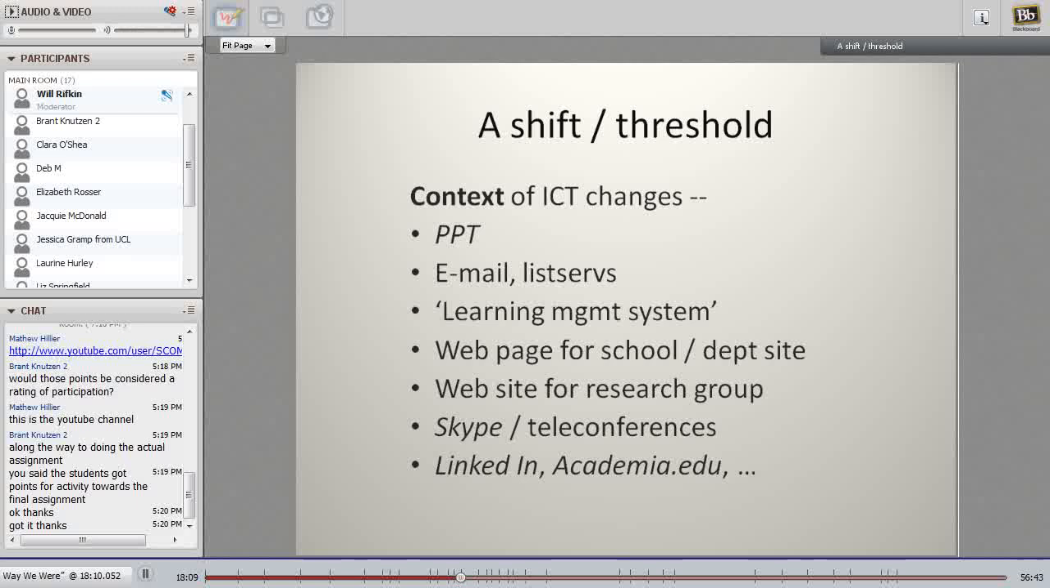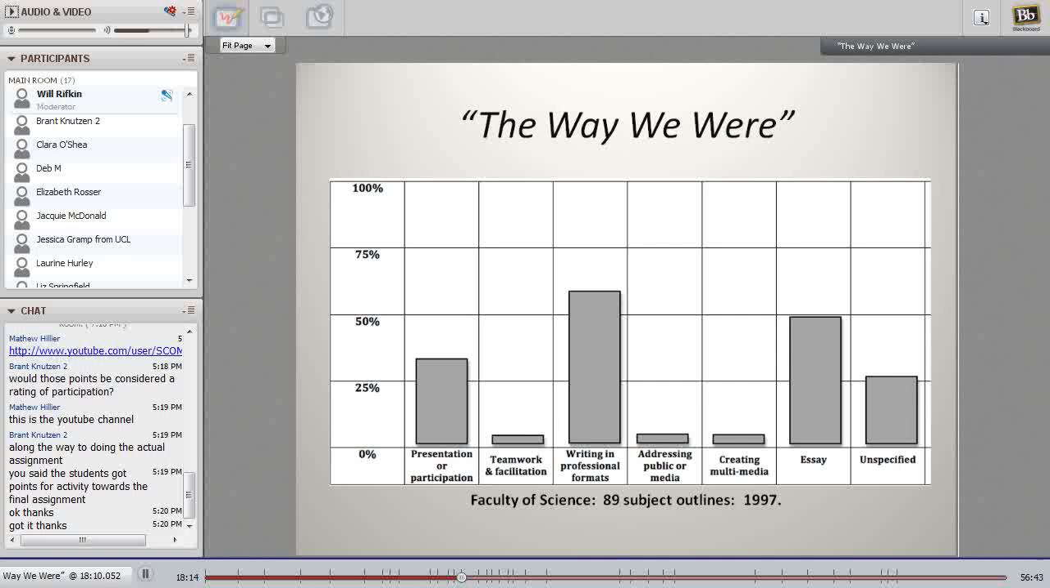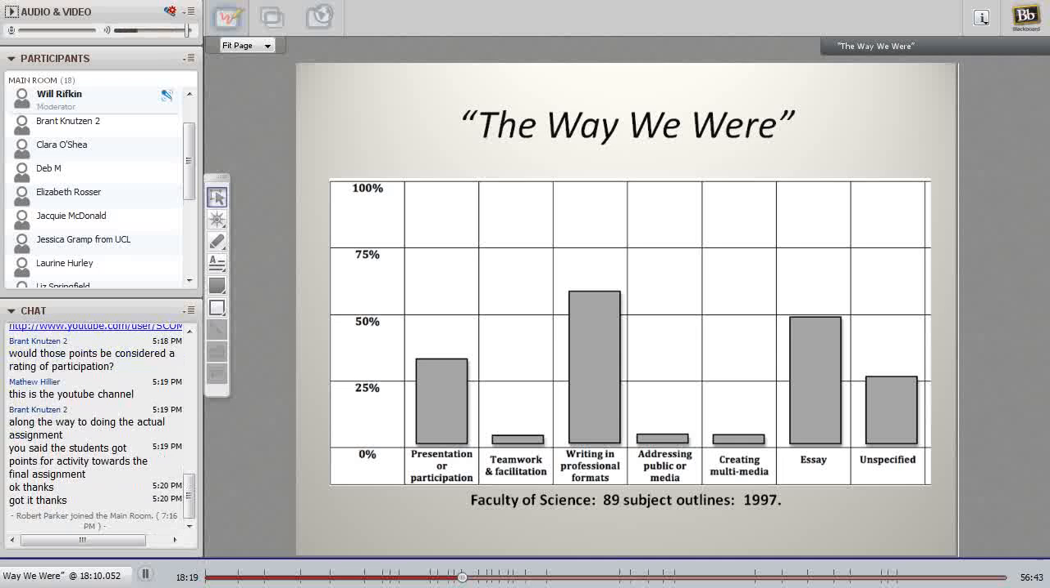Now, in 1997, I was involved in a project where we looked at how students were being assessed in relation to communication skills, presentation or participation, teamwork and facilitation, writing in professional formats, addressing the public or media, creating multimedia, writing an essay, or doing some other form of assessment. We left out exams because that wasn't interesting. We didn't see students building their communication skills in exams unless they were cheating.